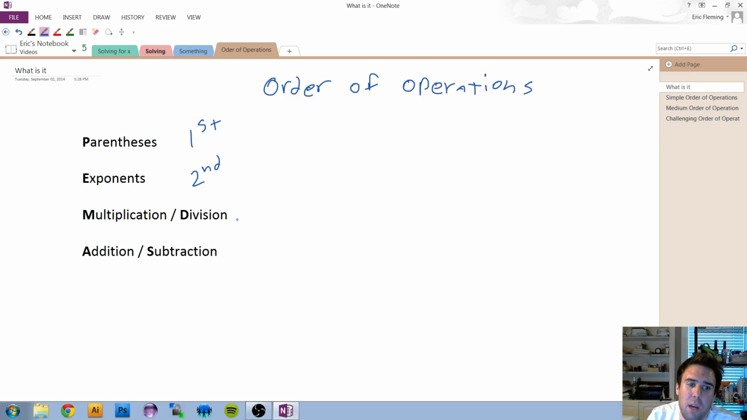The next two steps, you have to be very careful with them. Multiplication, division. It doesn't matter which one comes first. You always go left to right. So if you see something like 4 divided by 2 times 3, you go left to right. 4 divided by 2 will give you a 2. And then you have to multiply it by 3, and that'll give you a 6.